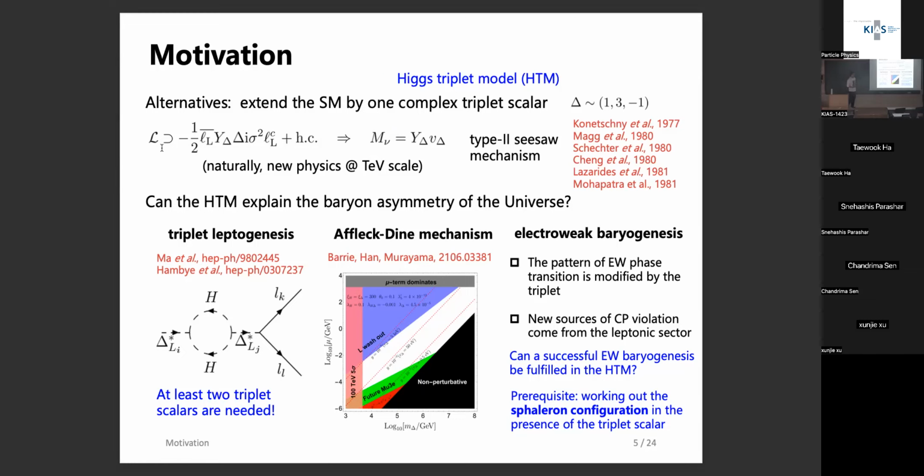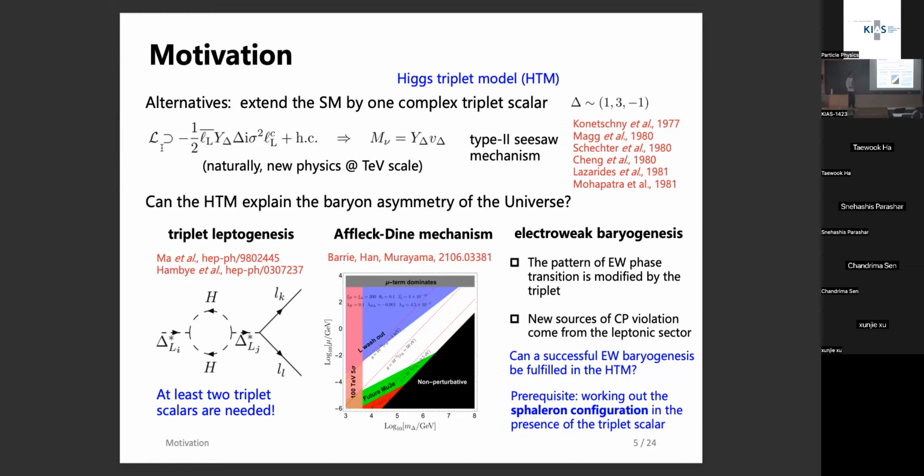The first one is triplet leptogenesis. This is very similar to the thermal leptogenesis by singlet fermions. In the early universe, the decay of the heavy triplet will explicitly violate the lepton number, and the generated lepton number will partly be converted to the baryon number through the Sphaleron process.